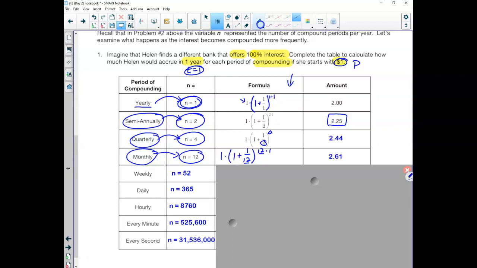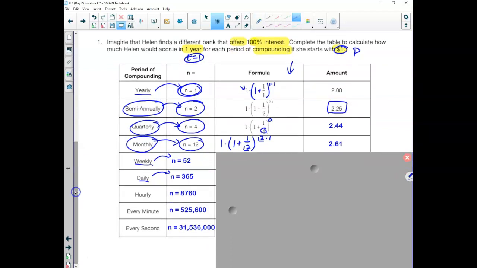As n got bigger, we made more money. That's what we want. Well, think of this. Weekly, there's 52 weeks in a year. Daily, there's 365. We're going to go with 365 days in a year. Hourly. Ooh, how many hours are in a year? Well, that would be 365 times 24 to get 8,760. Well, how many minutes is that?